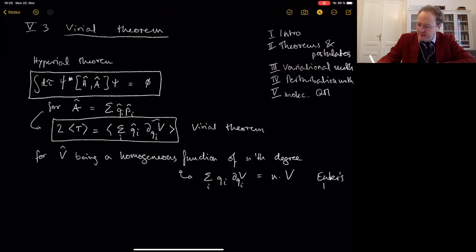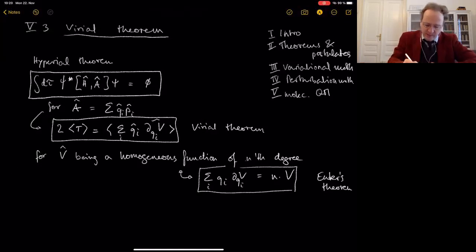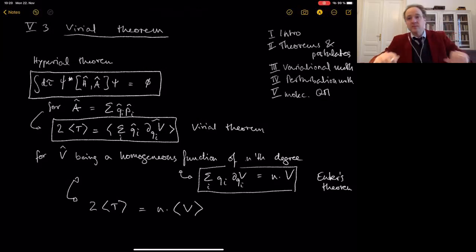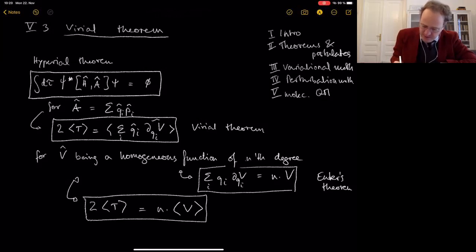So we discussed this and we exemplified it. And if you substitute this, the Virial theorem becomes: 2 times the kinetic energy must be n times V. All right. So this is the Virial theorem for homogeneous potentials.